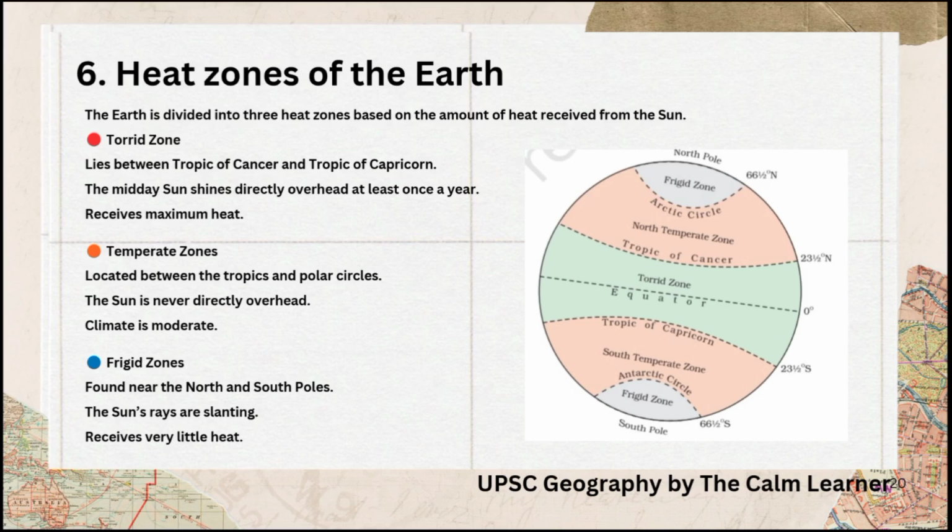Here, the sun rays fall slanting, not vertical. So, these regions receive moderate heat and the climate is neither too hot nor too cold.